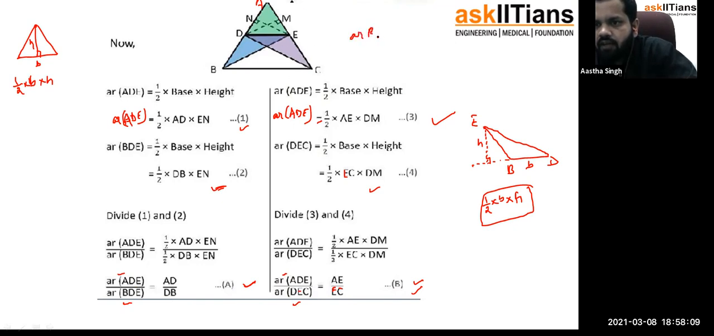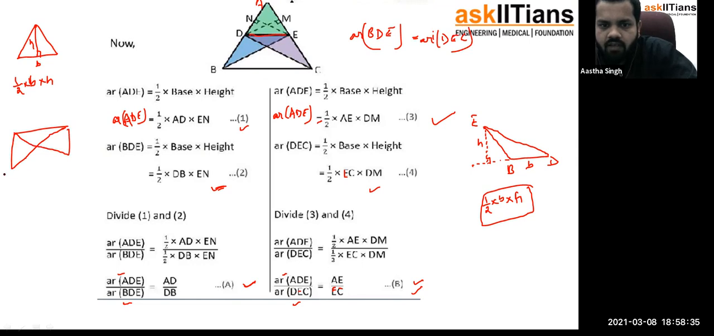The area of BDE will be equal to your area of DEC. Why? Because the base is the same. The base DE is the same and height is also the same because of parallel sides. If two triangles are between the same parallel lines, it means the height will be the same, and if their bases are already the same, their areas will be equal. So from equation A and B, your LHS are equal.